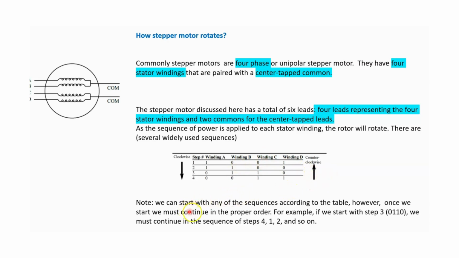And an important point is that it doesn't matter from which step we start rotating the motor. From whatever step we start moving the motor, let it be step number 2, 1100, and if we are interested to move it in clockwise direction, then it is important that we apply the next step 3, which is 0110, and then step 0011 and so on. And if we were interested in counterclockwise direction, then after step 2 we will apply step 1, then step 4, 3, 2, 1, 4, 3, 2, 1 and so on. The motor will continue rotating in counterclockwise direction.